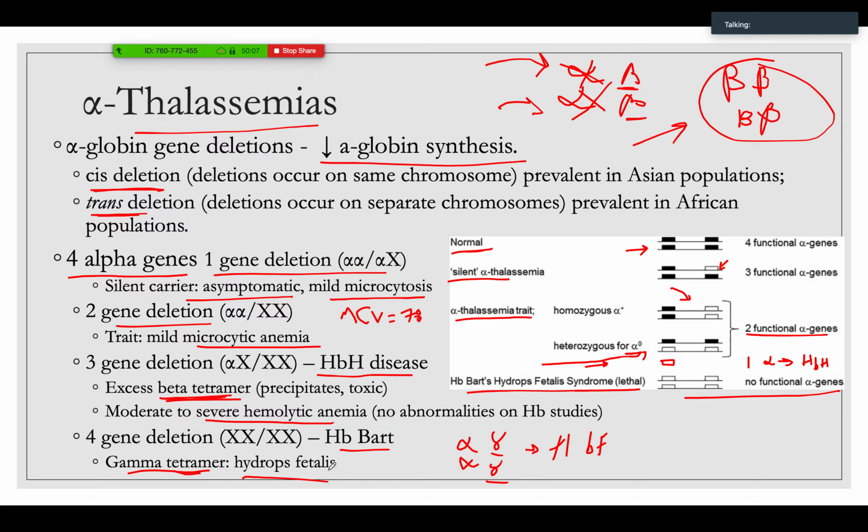Okay, questions on this? No. Okay. Does it make sense, sort of how the gene deletions kind of cause this problem?